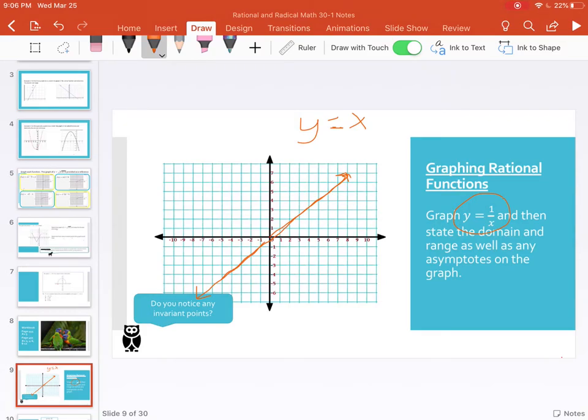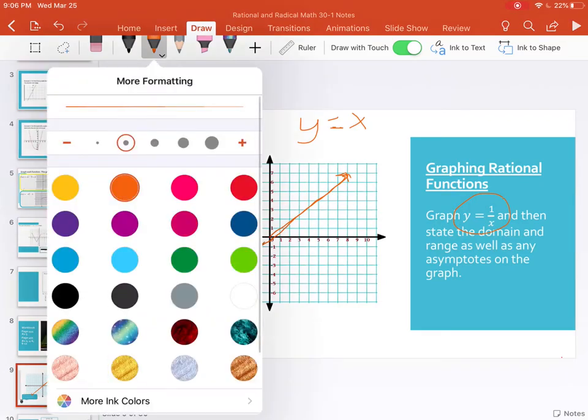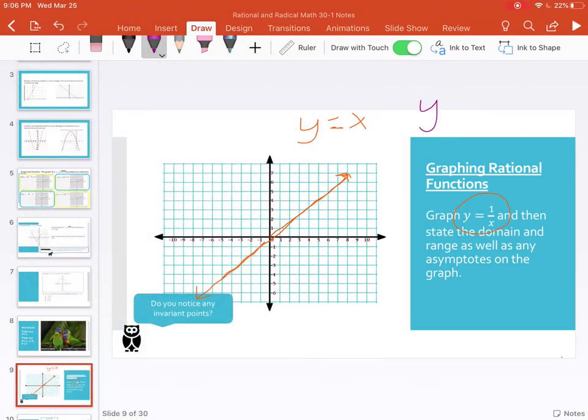So now what I want you to do is take your graphing calculator and graph y equals 1 over x. If you graph y equals 1 over x on your graphing calculator, you should end up with a graph that looks something like this.